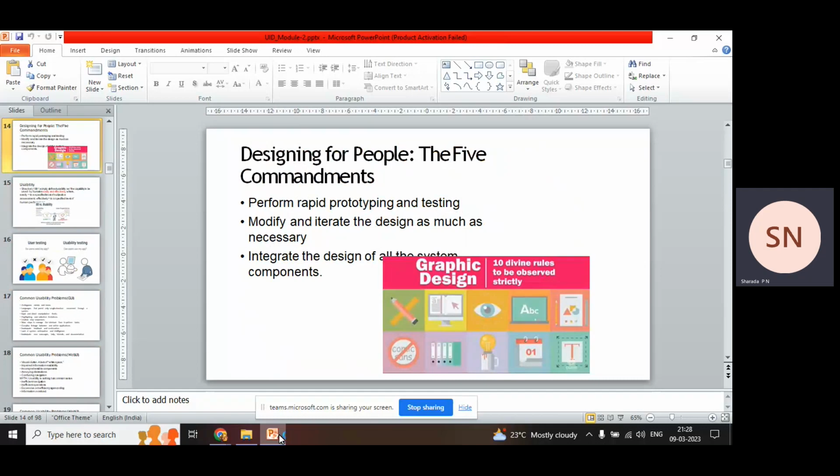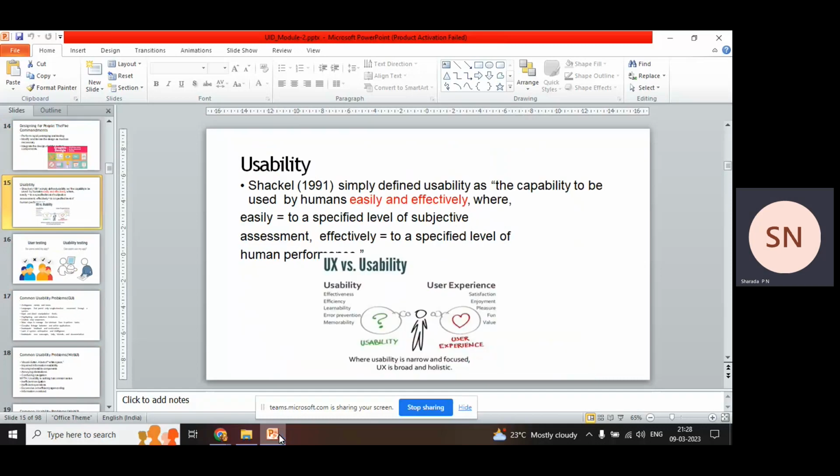Time will also exist for design trade-offs to be thought out more carefully. Next, we will define the term usability. The term usability is used to describe the effectiveness of human performance, or the capability to be used by humans easily and effectively. Easily means to a specified level of subjective assessment. Effectively means to a specified level of human performance.